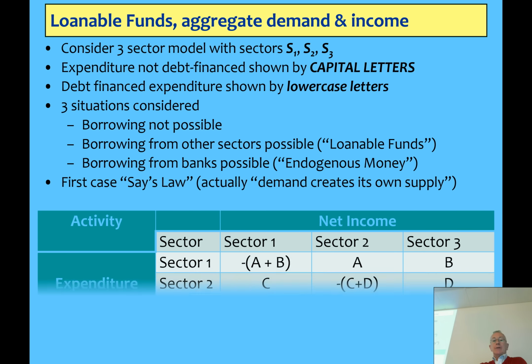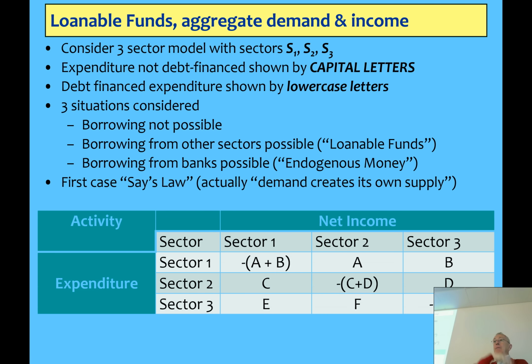So you have three sectors. The sum of each vertical column is the net income for that sector. The horizontal shows the expenditure, both the source, the origin and the destination of spending. So each row has to sum to zero. That's the accounting identity again. So if you're spending A and B, it's minus A plus B on your amount of money, it's plus A and plus B on the sectors you're spending on.